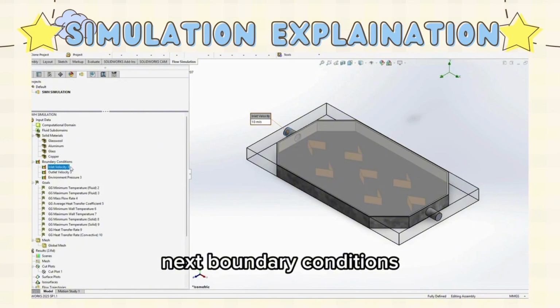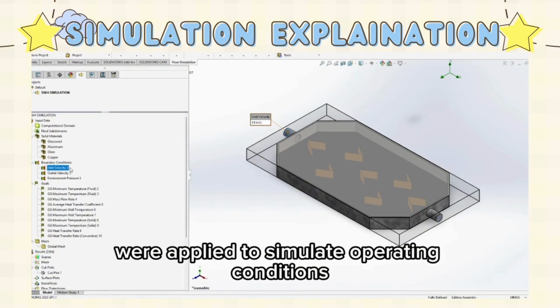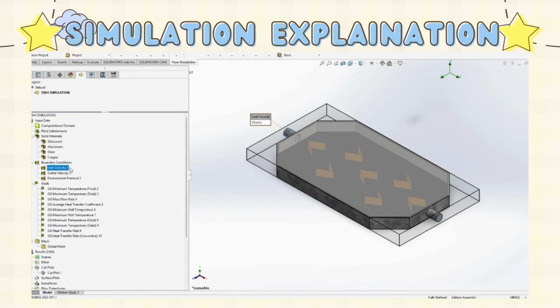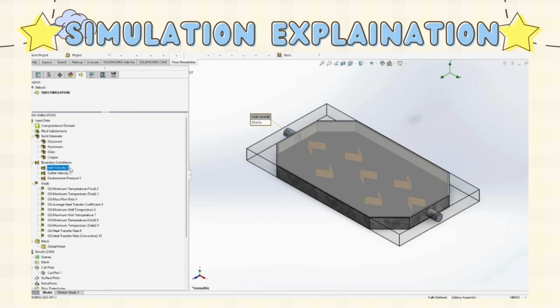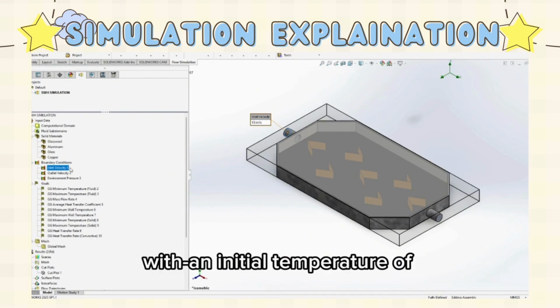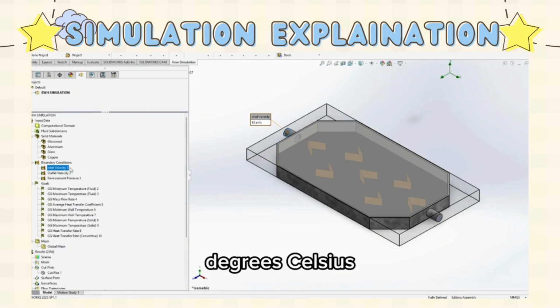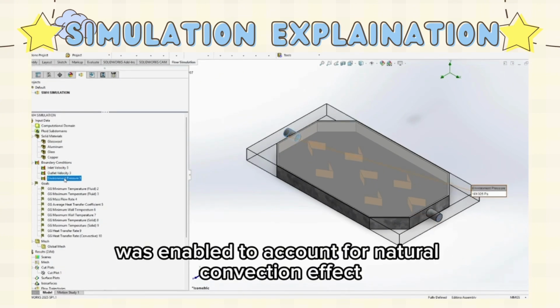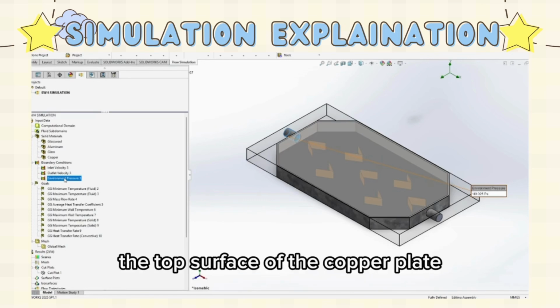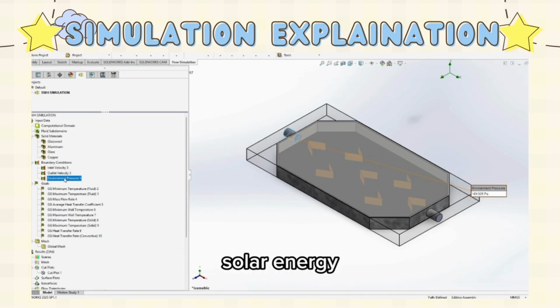Next, boundary conditions were applied to simulate operating conditions. Water enters the system at 10 meters per second with an initial temperature of 30 degrees Celsius. The environmental pressure on the glazing surface was set to atmospheric pressure. Gravity was enabled to account for natural convection effect. The top surface of the copper plate was exposed to simulate solar energy.